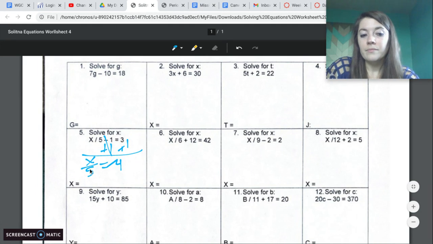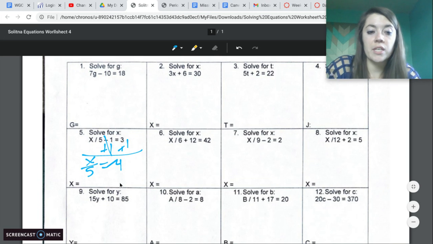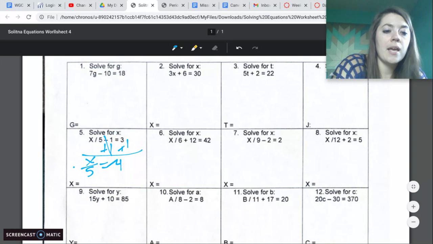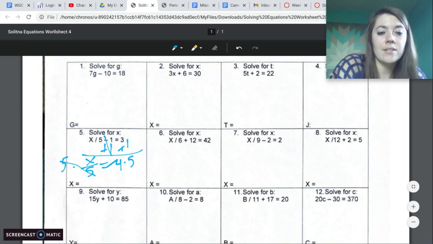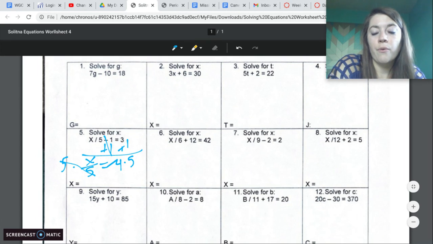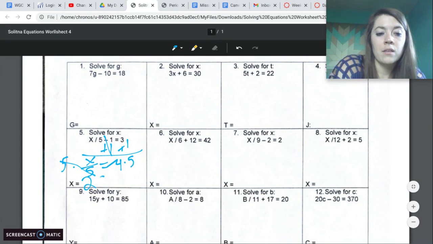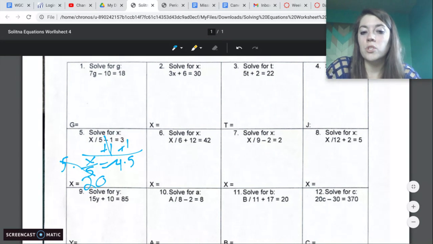Now, to get rid of this 5, it's being divided. How do we undo division? With multiplication. So we're going to multiply 5 to both sides. That cancels that out. So then 4 times 5 is 20. So x equals 20.